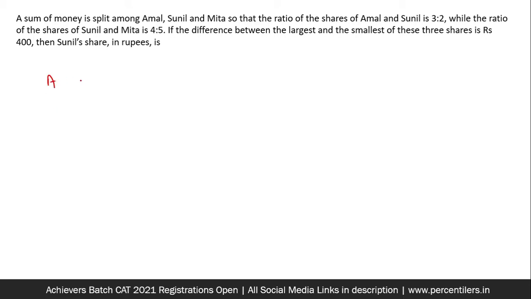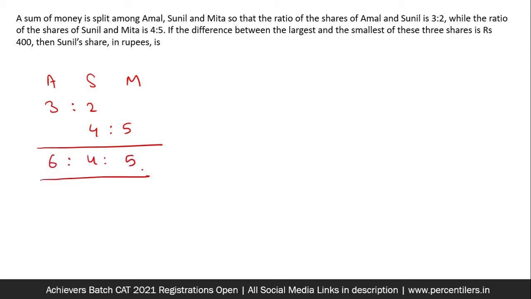So there is Amal, there is Sunil, and then there is Mita. Okay, it's a question of compounding of ratios. So Amal and Sunil's amounts are in the ratio 3:2, while Sunil and Mita have 4:5. If you compound the ratio, I'm sure everybody can do this. If you don't know this, then you desperately need to watch our basic videos on the channel of ratio and proportion. This is called compounding of ratio.